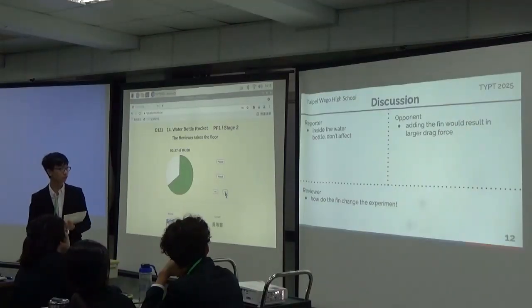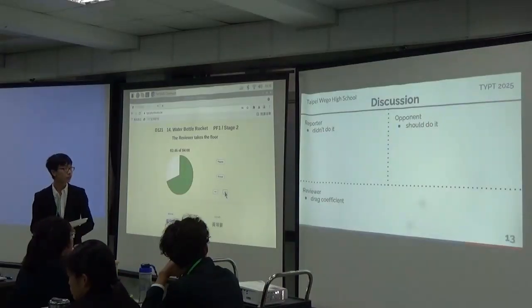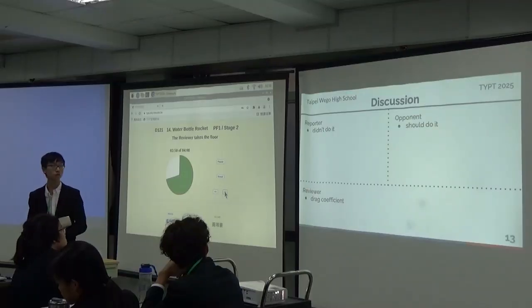The last 2 questions are about the fins: how will the fins affect, and the reporter says they are inside the water bottle, and the opponent says adding the fins will result in a larger drag force. And the drag coefficient, the reporter didn't do it, and the opponent said they should do it.